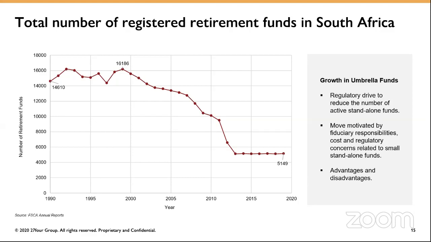The head of the FSCA of the retirement fund space, Olano Makubela, recently at one of the industry gatherings a few years ago mentioned that government would like to see the number of standalone funds decline all the way to 200 through such form of consolidation.